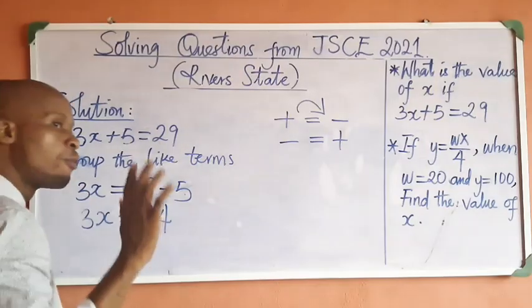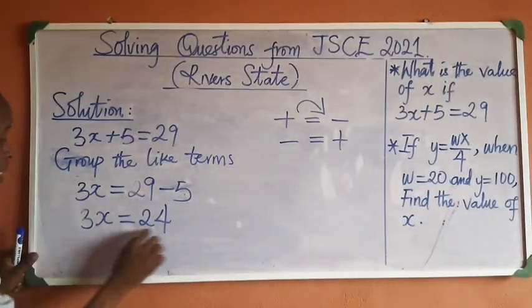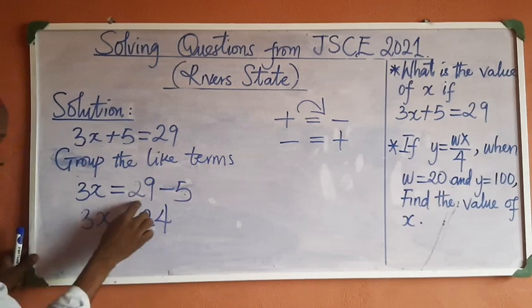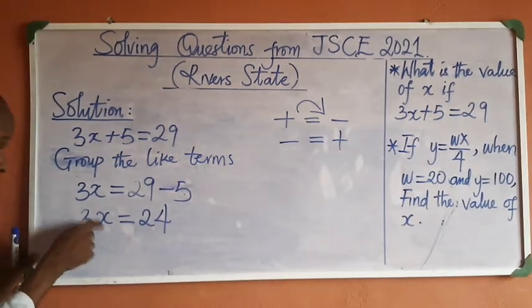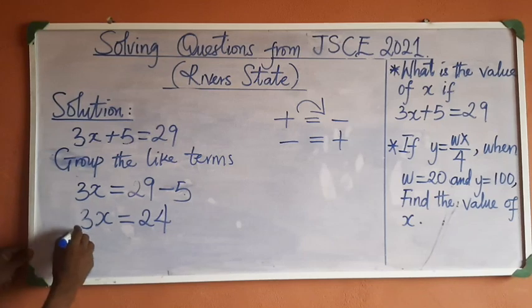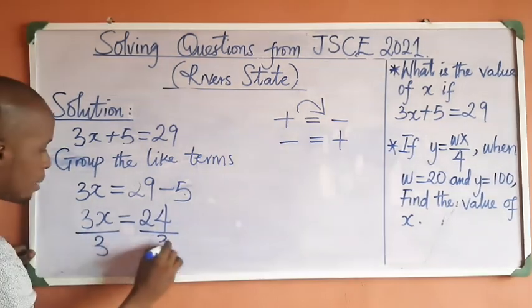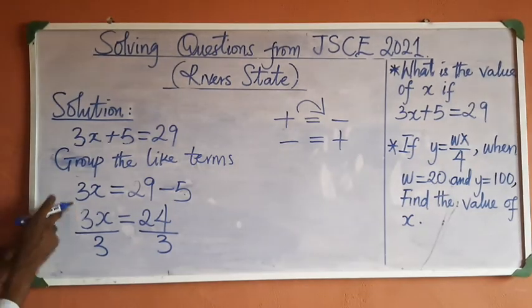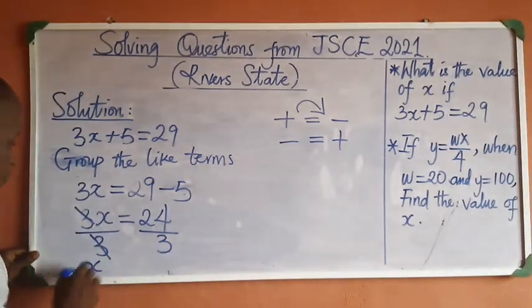But to make it simple for you, it is good to have a better understanding. I am dividing both sides, the left-hand side and the right-hand side, by the number attached to the letter. So it's simple. I'm dividing this side by 3, and I'm dividing this side by 3. This number here. So you can see 3 here, we cancel 3, remaining x for me here.